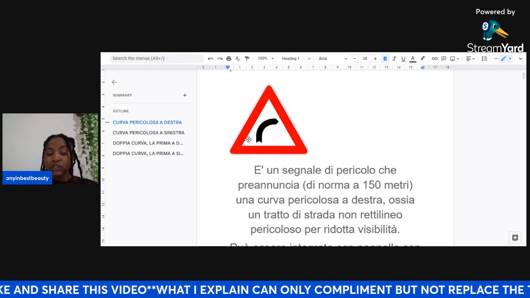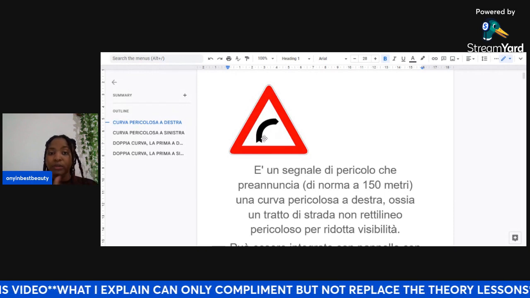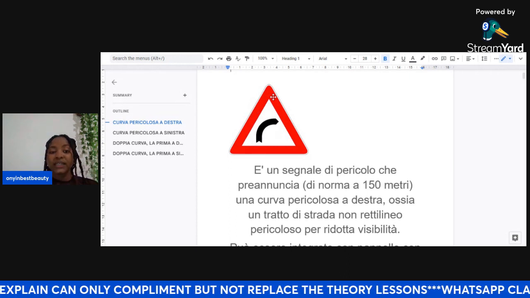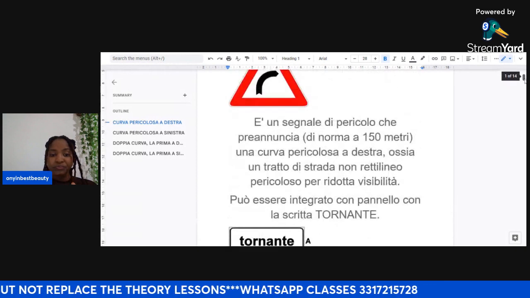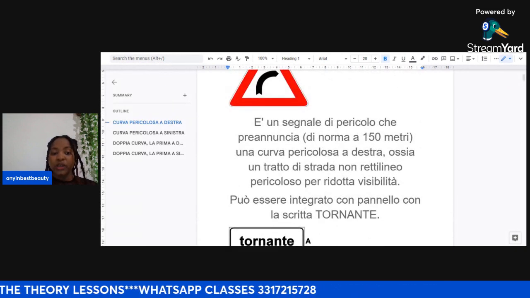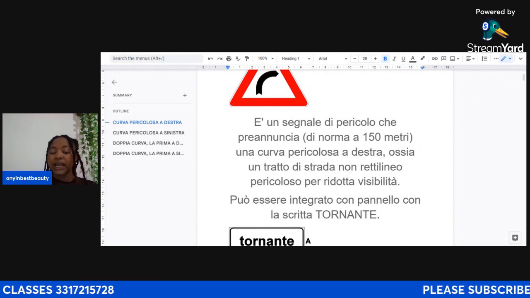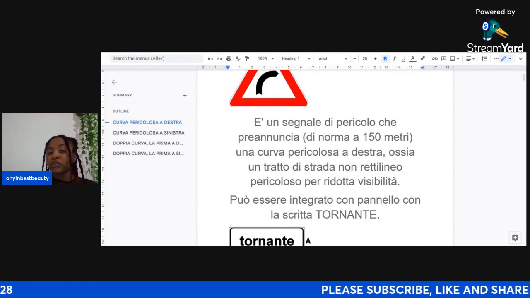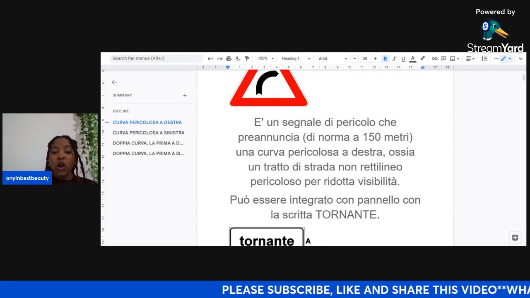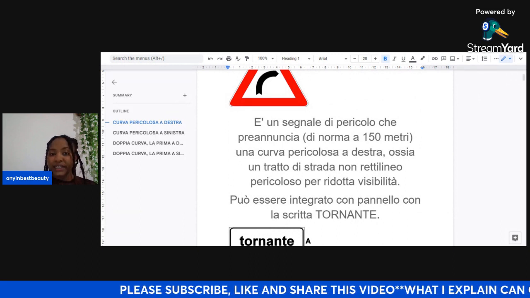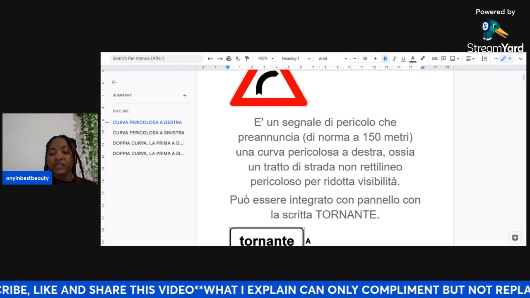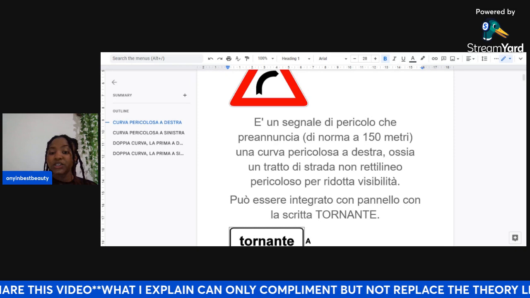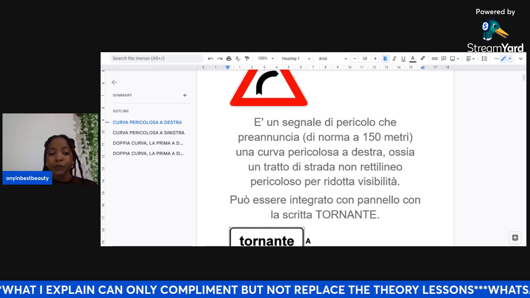You know them by their sign, their shape, their color, their background. When you see it like this, know it's a Segnale di Pericolo, warning you ahead of this particular road. È un segnale di pericolo che preannuncia di norma a 150 metri una curva pericolosa a destra. It tells you of a dangerous curve to your right. O sia un tratto di strada non rettilineo, that means the road is not straight. Pericoloso per ridotta visibilità: it is not straight and it's dangerous because it reduces your visibility.